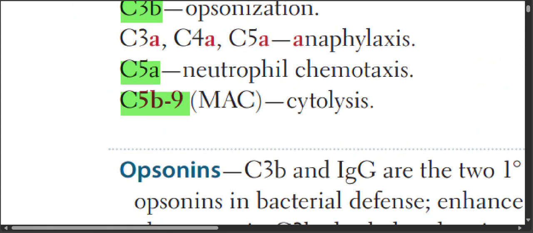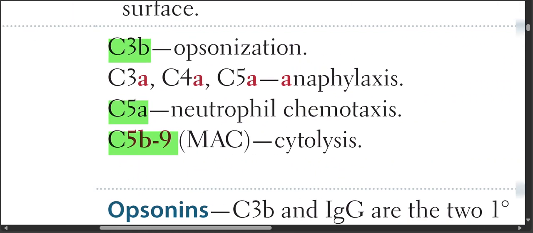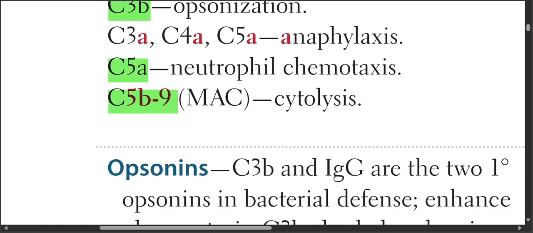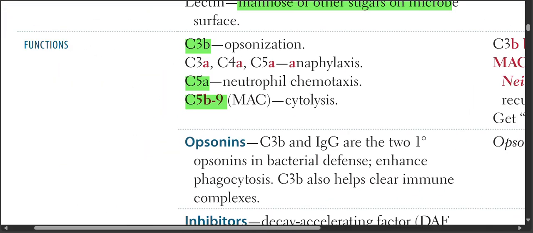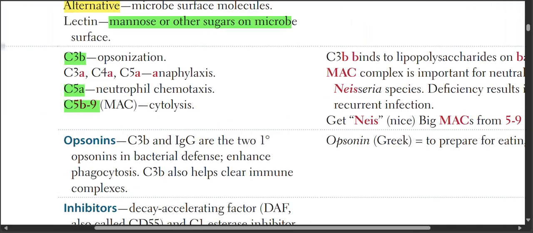Okay, here's an interesting question. Let's say you have a deficiency of the MAC, the membrane attack complex. What kind of bacterial infections are you at a higher risk for? Neisseria meningitidis. Yes, Neisseria. Yep, perfect.